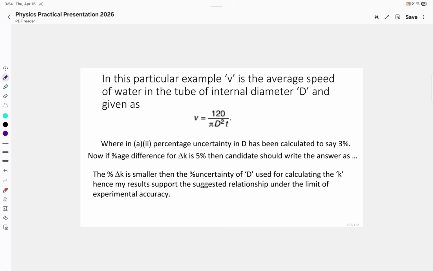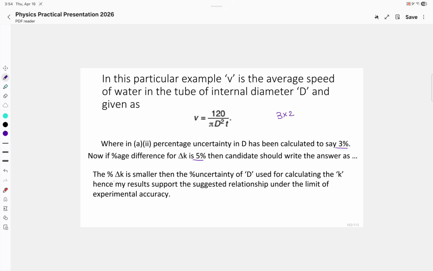Why? Because in the formula d has a square, and we have obtained a percentage uncertainty of 3%. And you know the theory, guys, if some quantity has a power and also a percentage error, then because of the power, the percentage must be multiplied by that value of power, which is 3 times 2, that is 6. Whereas the difference percentage delta k is 5.